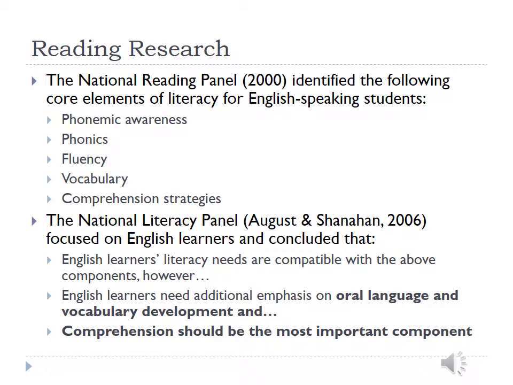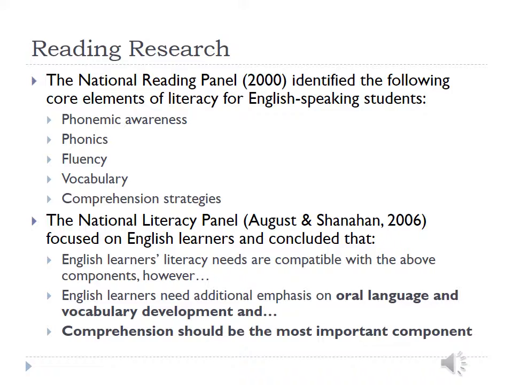This slide gives you an overview of two foundational national panels devoted to literacy. In 2000, the National Reading Panel convened and identified the core elements of literacy for English-speaking students to include phonemic awareness, or the ability to identify and manipulate sounds, phonics, letter-sound correspondence, fluency, vocabulary, and comprehension strategies. This study included all students and did not disaggregate English learners.